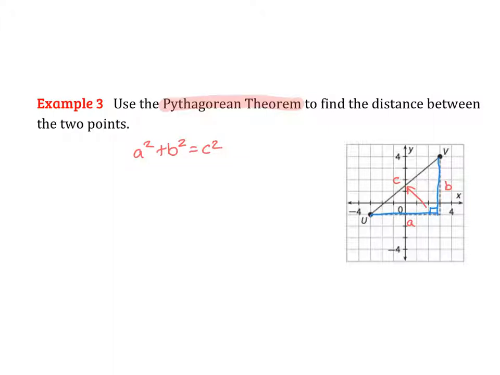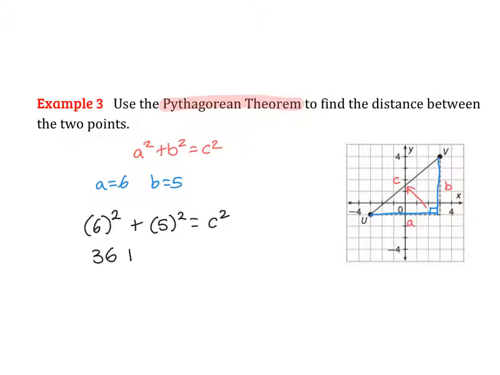So A in this case is going to be 1, 2, 3, 4, 5, 6 units. So A equals 6. Here I can count. I have 1, 2, 3, 4, 5. So B is 5, and then I can solve for C. So I'm going to substitute into the Pythagorean theorem. A squared plus B squared equals C squared. C is what we're solving for.